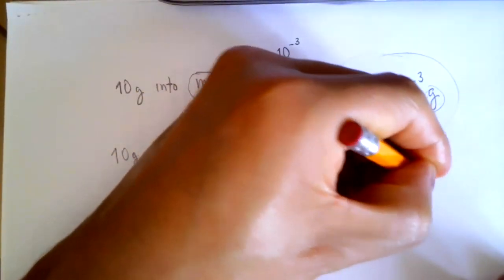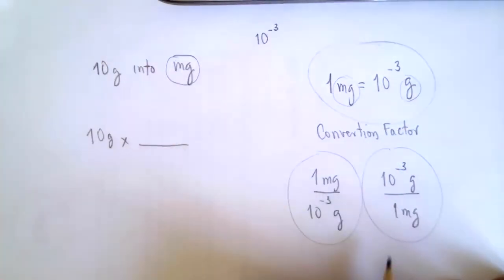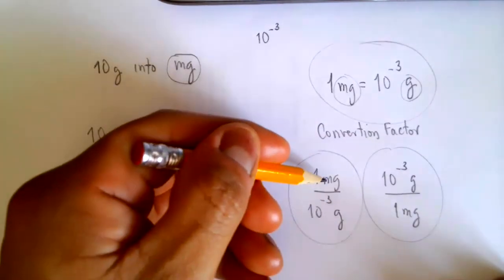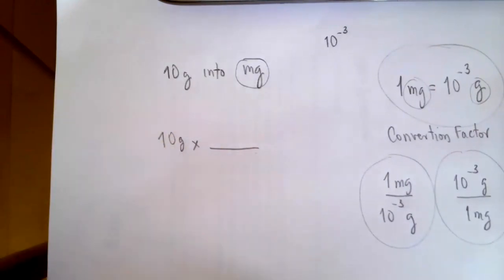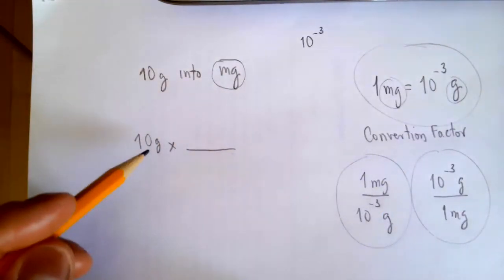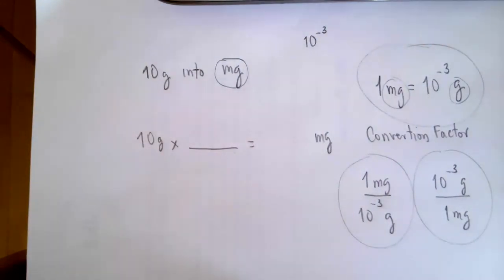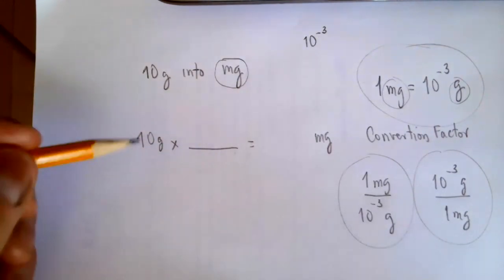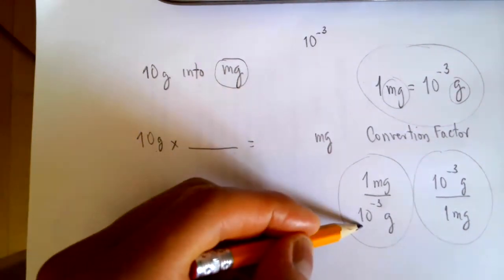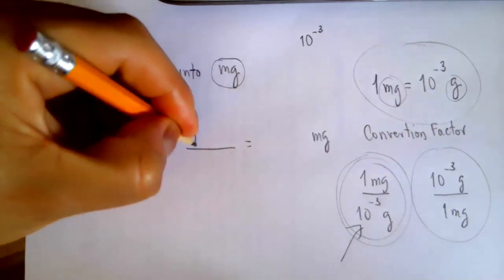But I can also write it upside down. 10^-3 grams is 1 milligram. Right? So both conversion factors are completely correct. One is milligram up, grams down; the other, grams up, milligrams down. So which one should I do here? Well, you have to choose the conversion factor that allows me to come up with the milligram unit. In this case, I have grams, so I need to cancel out grams. Since my grams are at the top, I want my conversion factor to have the grams at the bottom. So this one should be the conversion factor I use.